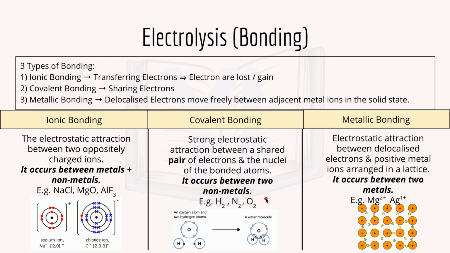Then we'll move on to some bondings. So here are the basic 3 types of bonding. There's ionic bonding, which is transferring electrons. Covalent bonding, where they are sharing electrons, and metallic bonding, where delocalized electrons move freely between adjacent metal ions in the solid state. So ionic bonding is an electrostatic attraction between two oppositely charged ions. Covalent bonding is strong electrostatic attraction between a shared pair of electrons and the nuclei of the bonded atoms. And metallic bonding is an electrostatic attraction between the delocalized electrons and the positive metal ions arranged in the lattice.